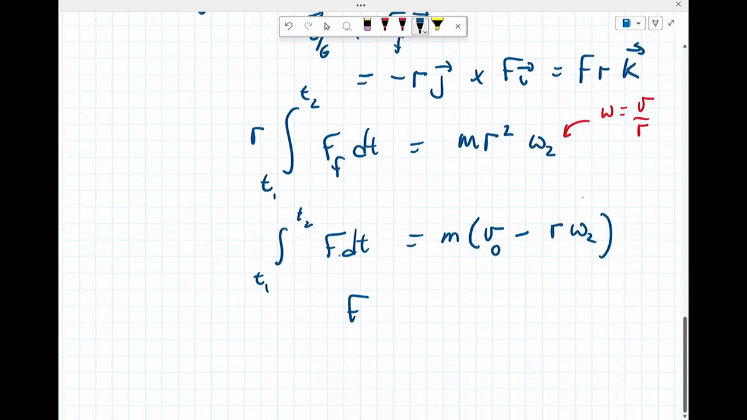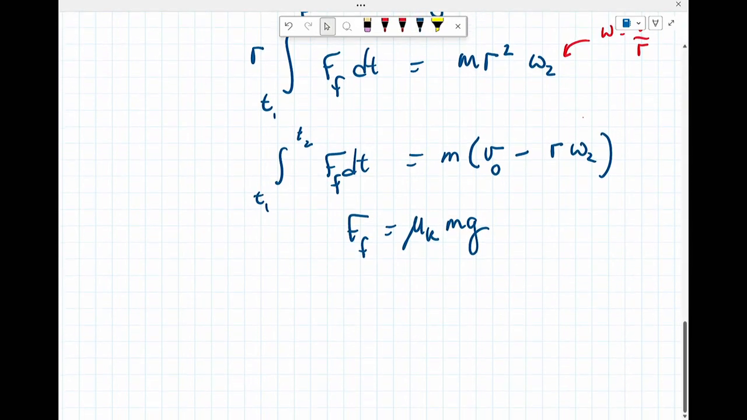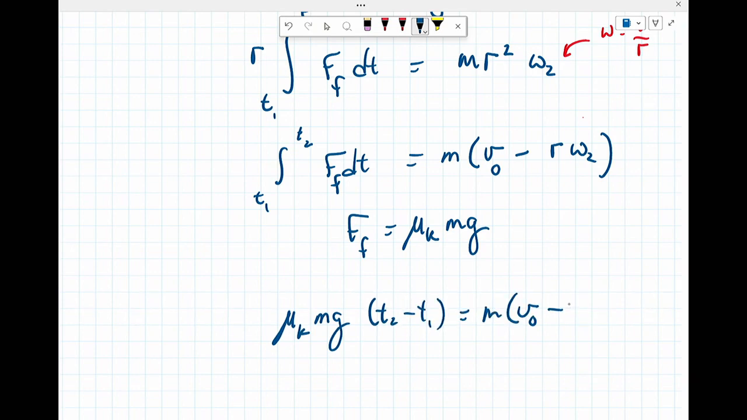Substituting in values, force of friction, you get mu k mg. Substitute terms in, mu k, mg are constant. If you do the integration, T2 minus T1 equals m times V0 minus R omega 2.